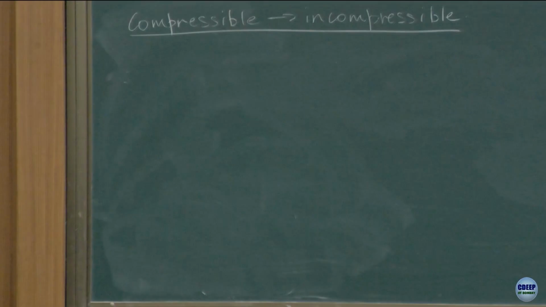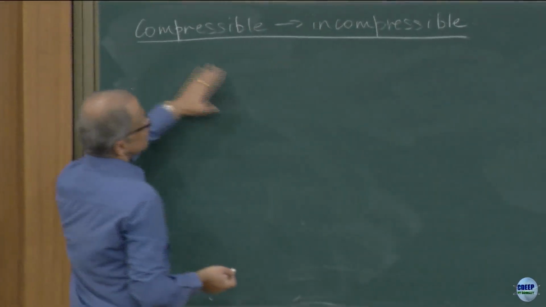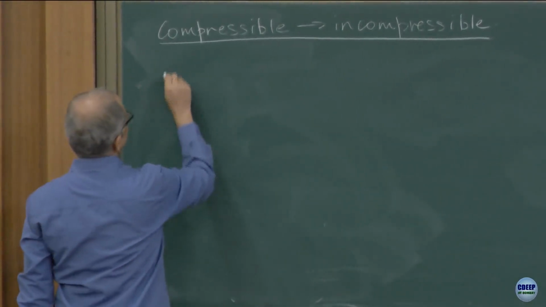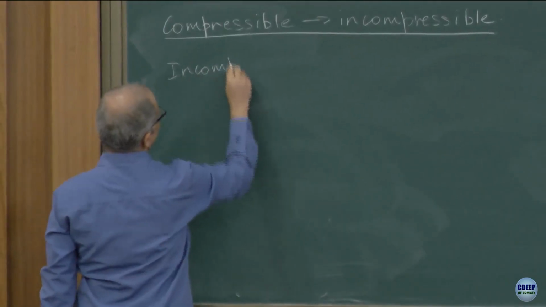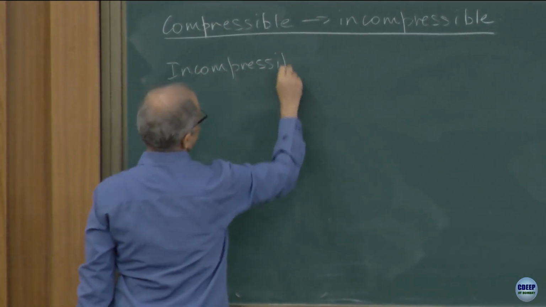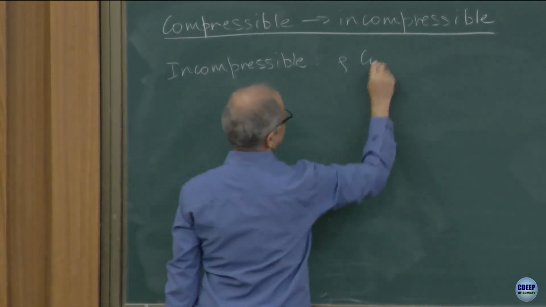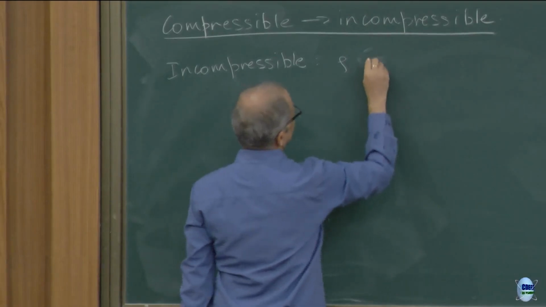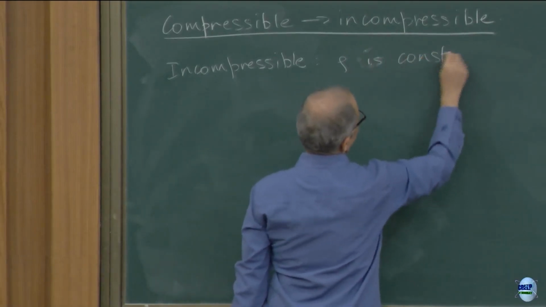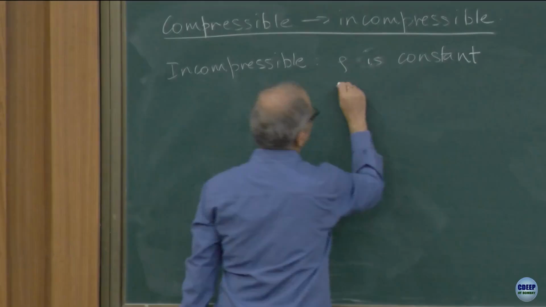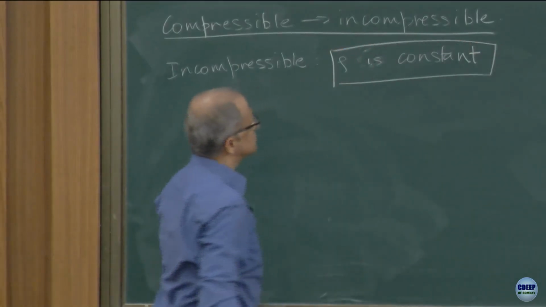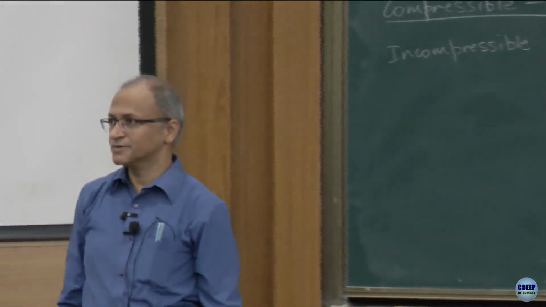By the way, what do you mean by equation of state? What's an example of equation of state? Ideal gas law, P is equal to rho RT. So incompressible essentially means that rho is constant. And we would note that we are not putting any restriction on the Mach number. We are simply saying that density is a constant.